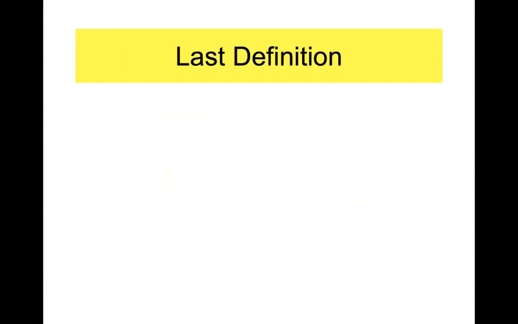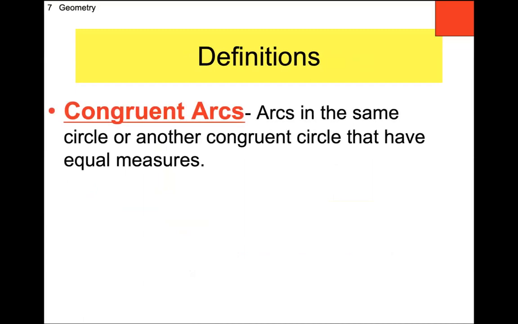Okay, last definition. When arcs are congruent, one of two stipulations has to be met, right? Either the arcs have to be in the same circle, or they're arcs of congruent circles. You're going to hear the same verbiage for a couple of days now. We're going to say arcs in the same circle or another congruent circle. It doesn't have to be the same circle, but the circles have to be congruent.